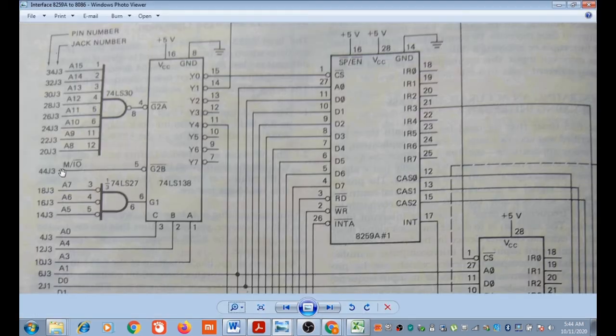Then M or IO bar, A0 should reach here. Since this is not memory, this is an IO device, definitely the signal will be 0. The signal is 1 means selecting memory, the signal is 0, it is selecting an IO device. So this is 0.